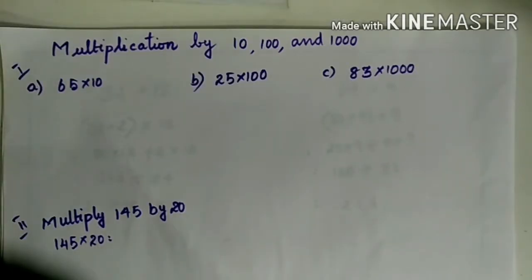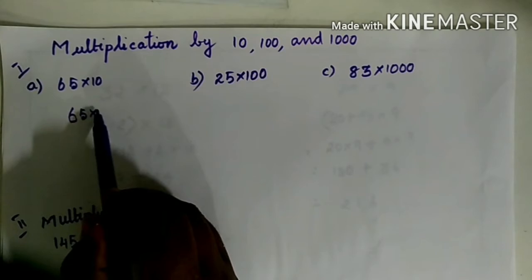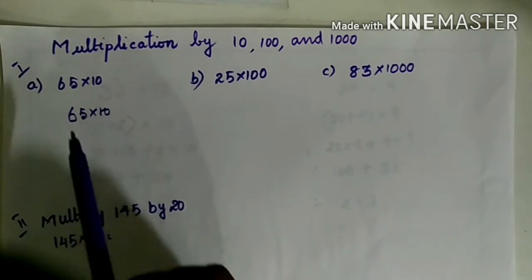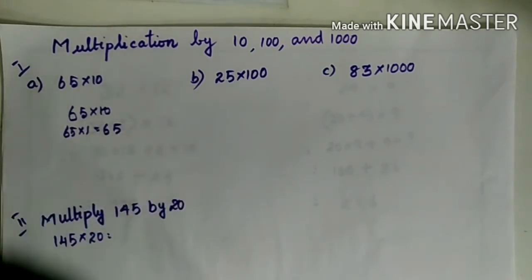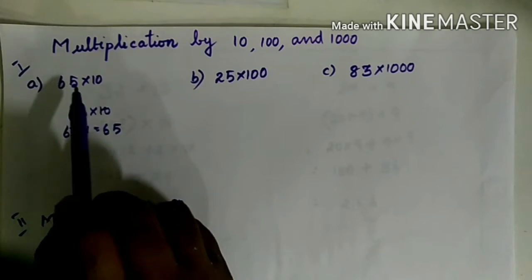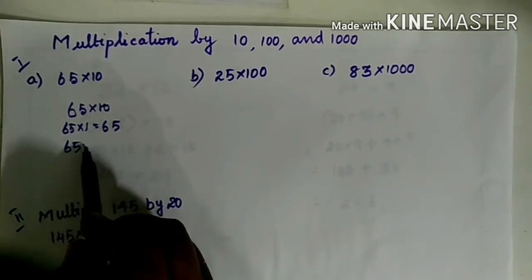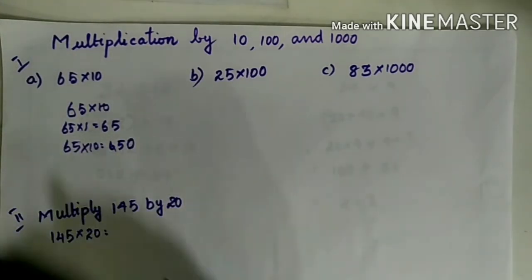Okay. So first 65 into 10 is given, right? So 65 into 10. In this, first what you have to do is you ignore the 0. Okay, if you ignore 0, what is the number left? Is 1. So first you multiply 65 into 1. That is what, 65 into 1 is 65. Okay. Then simply add 0 behind that number, behind the product. So what do you get? 65 into 1 is equal to 65. Just simply add 0 behind it. So what do you get? 650.